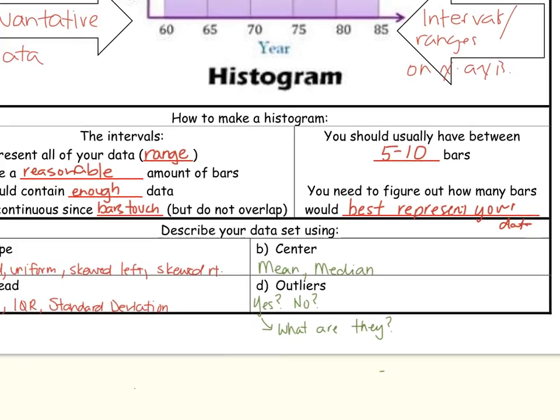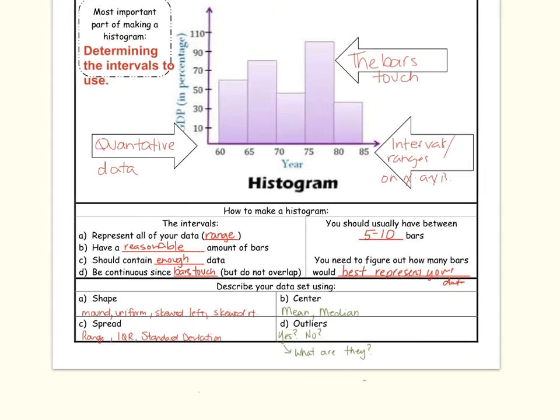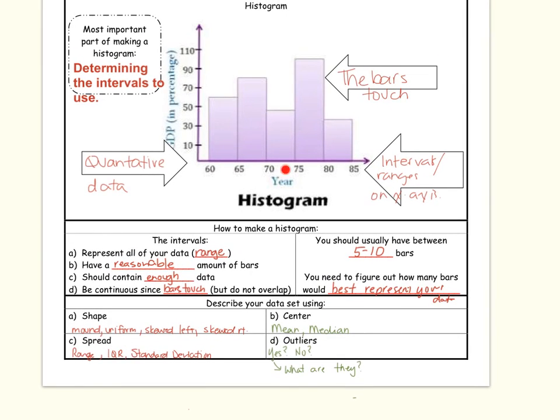So let's just go back and look at the histogram. A couple important things again. We have to make sure our intervals are correct. How are we measuring our quantitative data? What are the ranges here? And the bars touch.